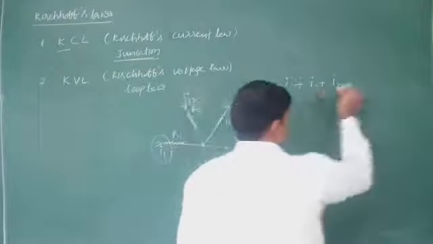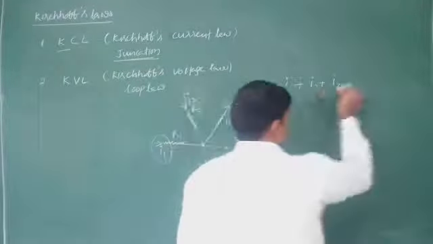Next, observe this, comparing B and D. B is at the higher potential, and current is moving in this direction. So compared to D, B must be at higher potential. Therefore, here we are moving from low potential to high potential. That's why we are taking the positive sign: plus Ig into capital G is equal to 0. That is equation number 4.